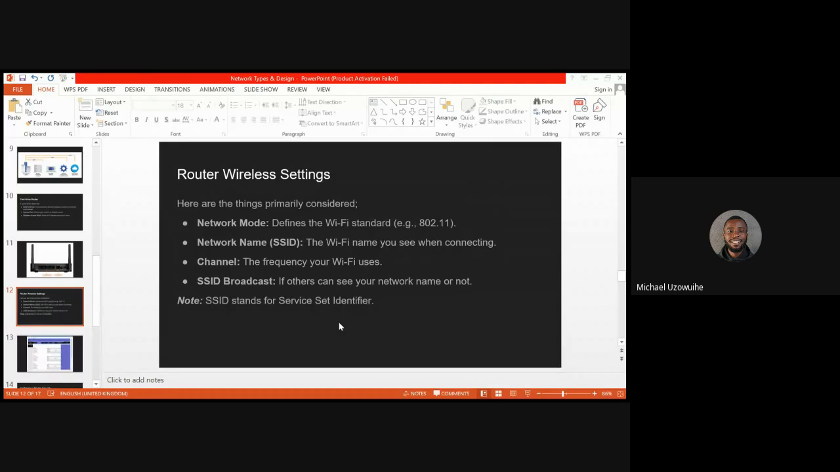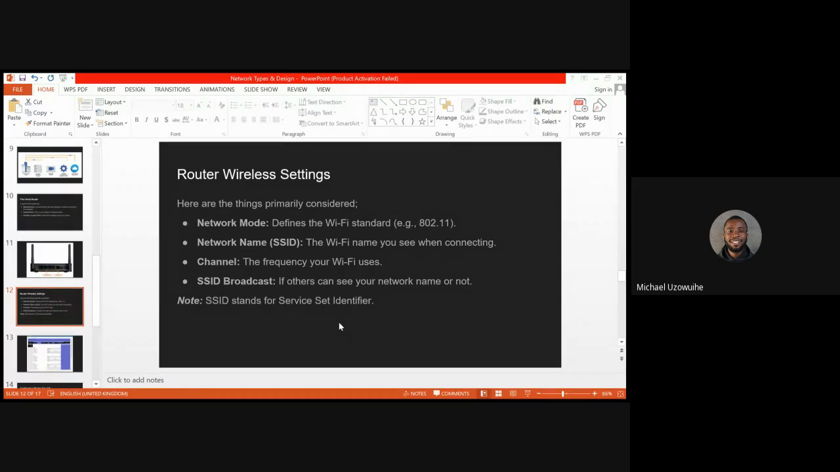Please, anything for which I use an acronym, do well to find out the full meaning. SSID, Service Set Identifier, that's the full meaning. That is to identify a particular network. So I just want to bring this down to what you are used to.